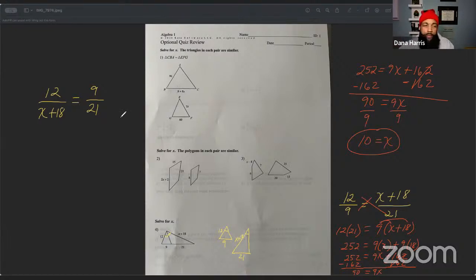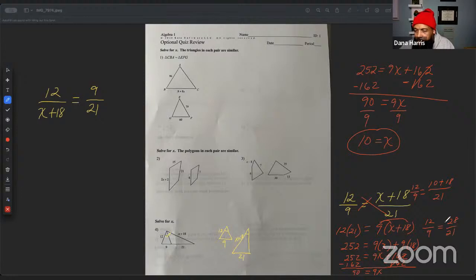All right, let's double check it. Let's see if it fits into both of these. So here I would have 10 plus 18 on the right side over 21. And I want to know, does that equal 12 over 9? Well, 12 over 9 is equal to 28 over 21. So we could do this a couple ways. We could divide all of these by 3. So 12 divided by 3 and 9 divided by 3. So I get 4 over 3.